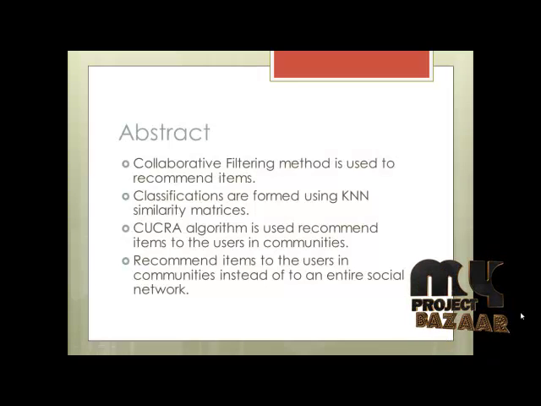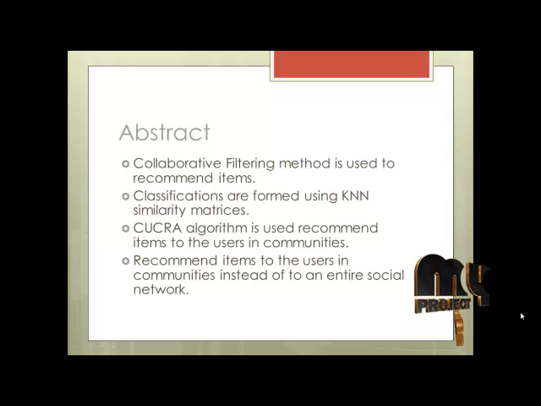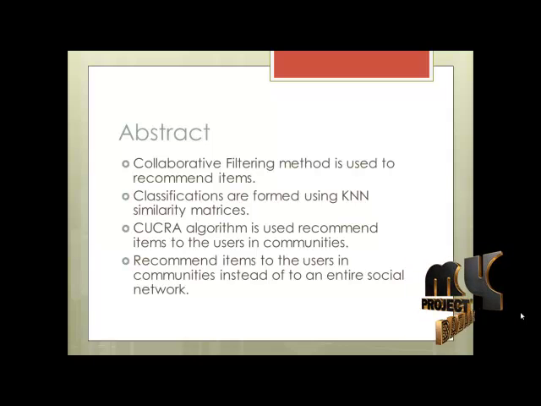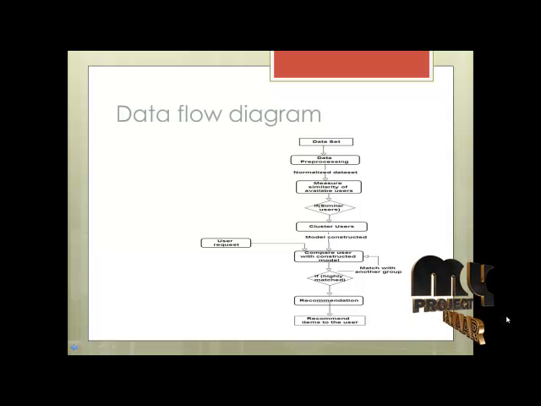Now going to explain the abstract. Here the collaborative filtering method is used to recommend the items. The classifications are formed using the k-nearest neighbor similarity matrix. The proposed algorithm is used to recommend the items to the users in the communities and also for the guest users. Recommending items to the users in the communities instead of the entire social network is an advantage of the proposed algorithm. Now going to explain the data flow diagram.